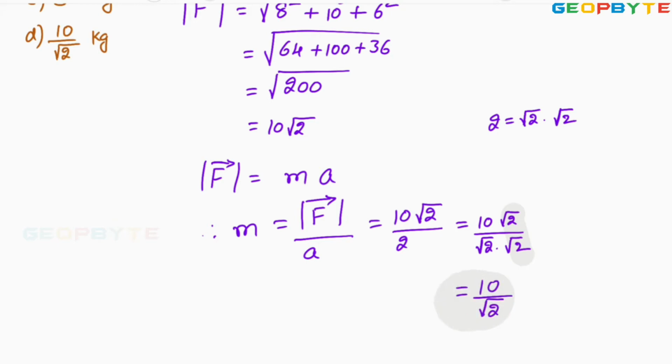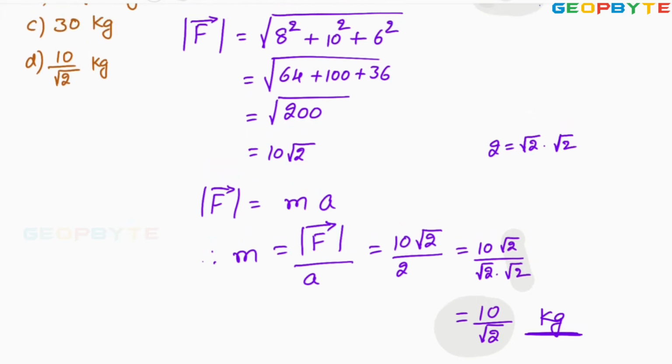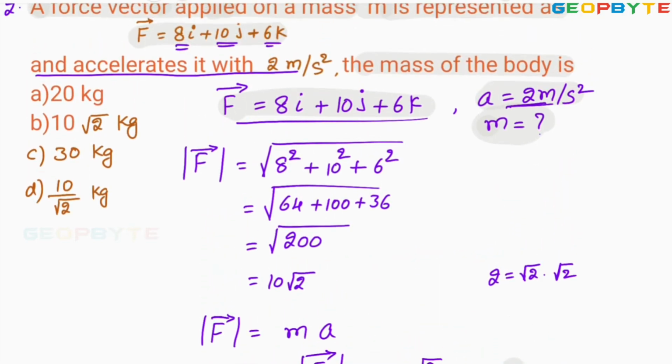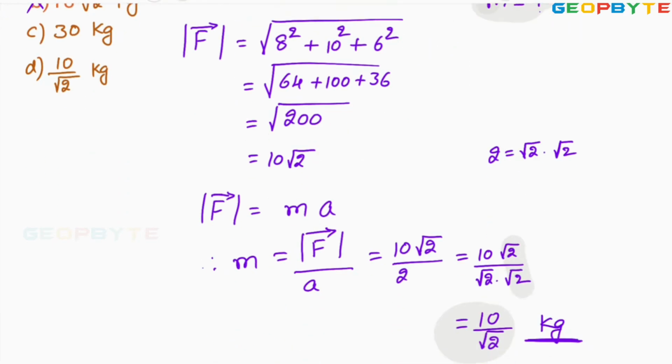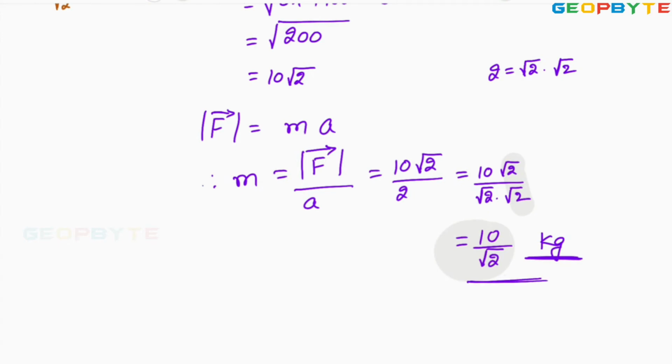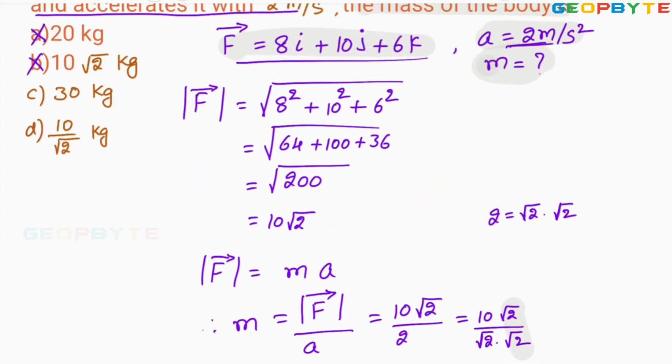Generally, mass of the body is in kg. Now look at the options. Option A, 20 kg. No. 10 root 2, no, not 10 root 2. 10 by root 2. Option C is also not correct. Look at option D, 10 by root 2 kg. Therefore, option D is absolutely correct.